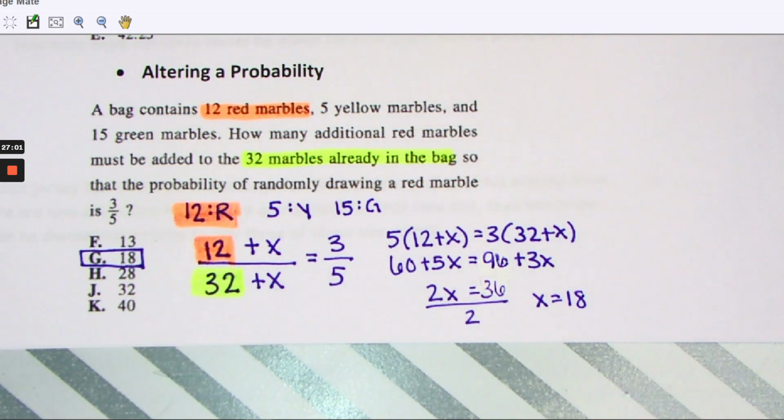But not bad. Yeah, guess and check. Guess and check would be a great way to go on this problem.